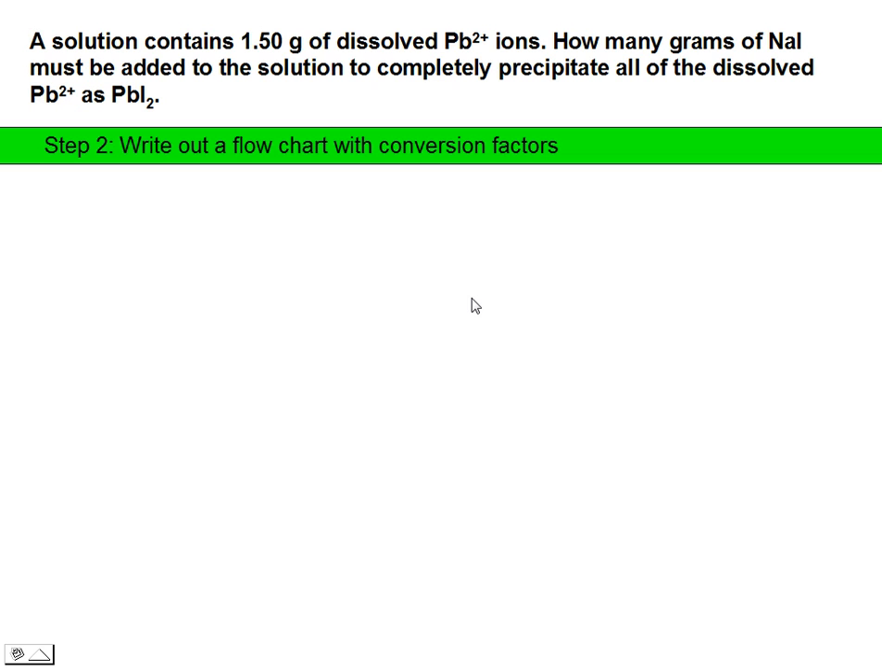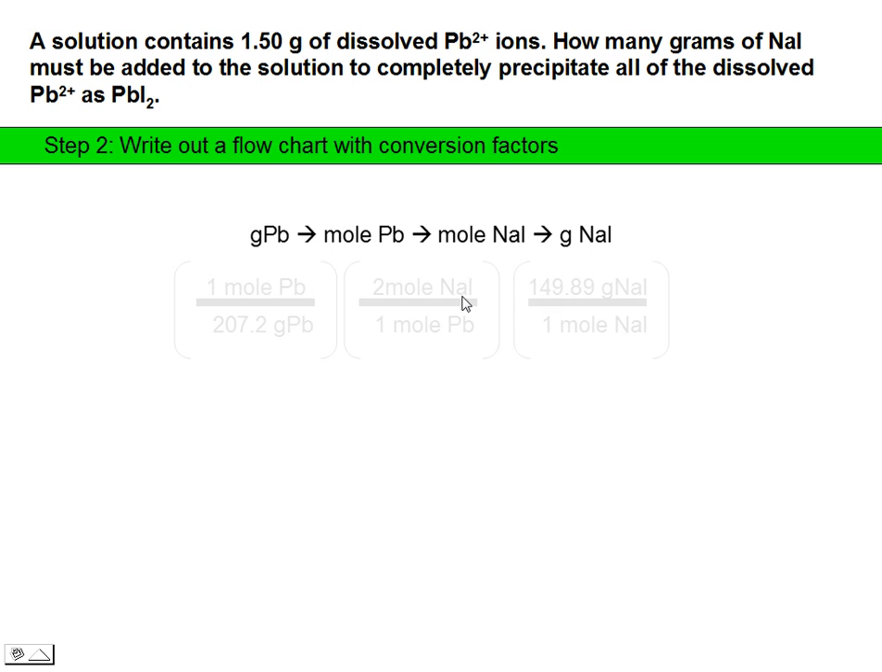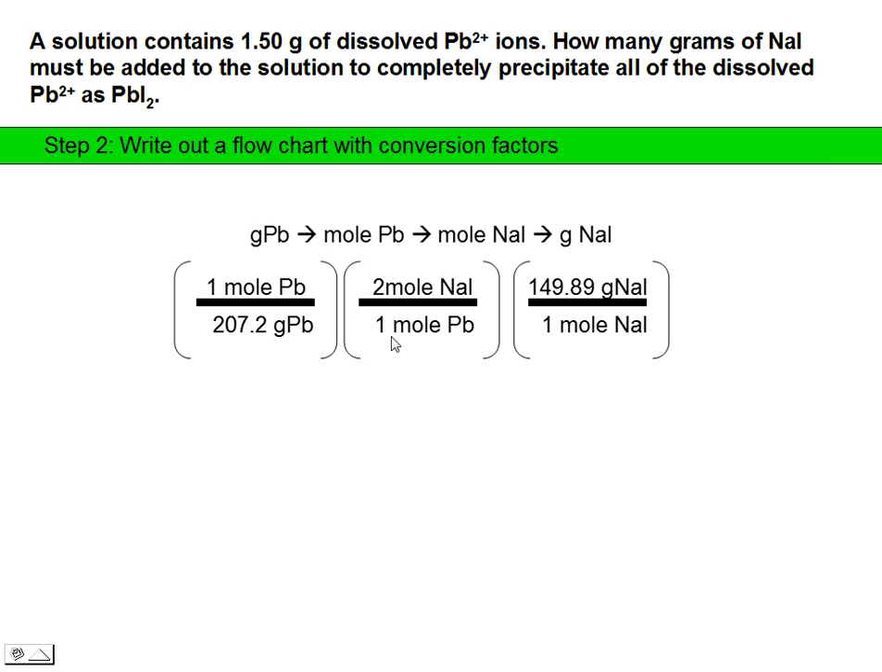Step 2, write out a flowchart with the conversion factors. So we know that we'll be starting with grams of lead, and we'll be needing to go into moles of lead, into moles of sodium iodide, into grams of sodium iodide. And now that we have our flowchart, we definitely need our conversion factors. So where did we get this conversion factor, and where do we get this conversion factor as well as that conversion factor?